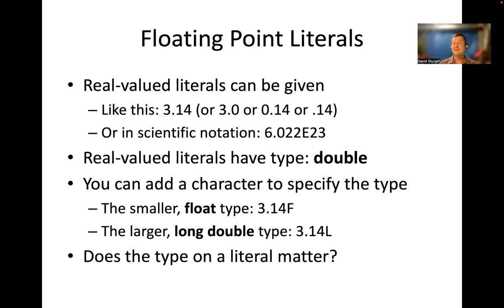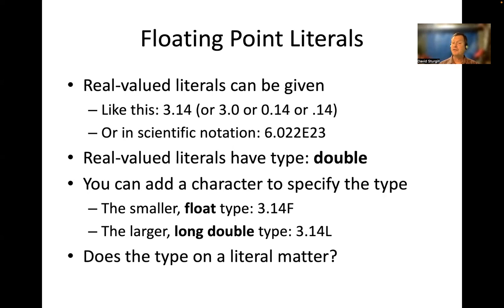Again, by default, those are assumed to be double, but you can put a little suffix on them. If you put an F at the end of a number, you're telling the compiler, even though I didn't put this in a variable, it's just a number, I want you to represent it as a plain old float. Or if you put an L at the end, it'll represent it as long double.